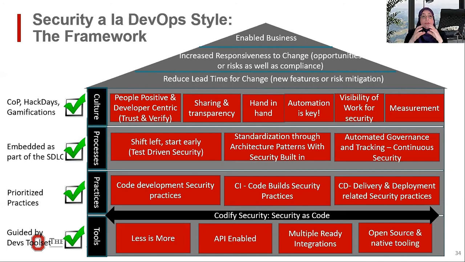Now, as we go and talk about the processes, the most important thing is to embed everything as part of the software development lifecycle. What that really means is we're trying to look at how we can shift left, start early, and do test-driven security, which means embedding things in the different enterprise repositories and environments, but also in the pipelines. Another thing is how to standardize through architecture patterns with security built in, not as an add-on. So how can we provide reusable patterns with security considerations already inside them that can be used by teams? And then automated governance and tracking.